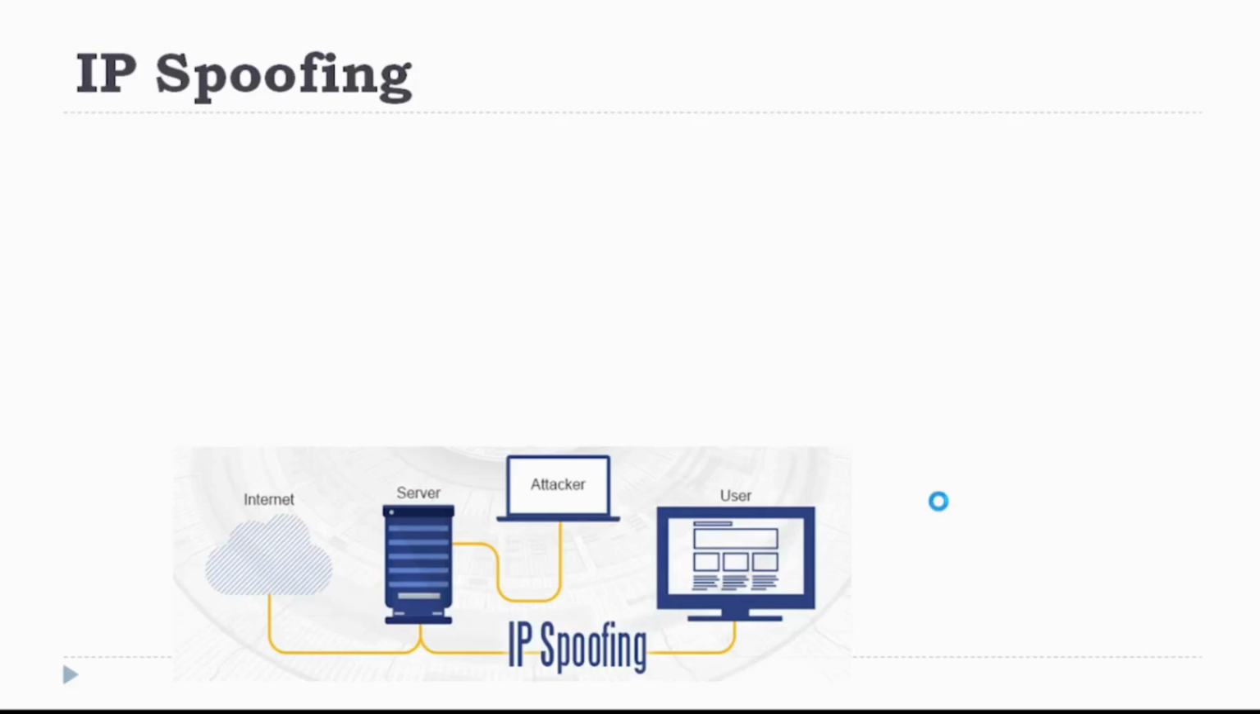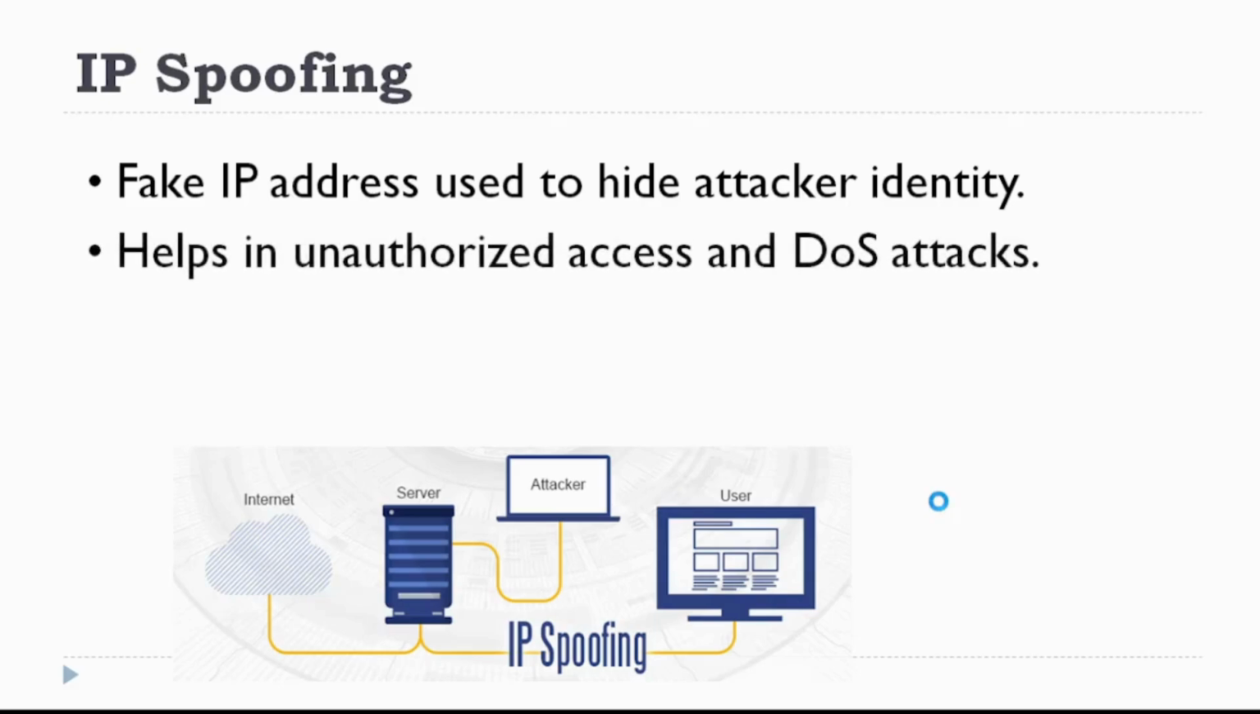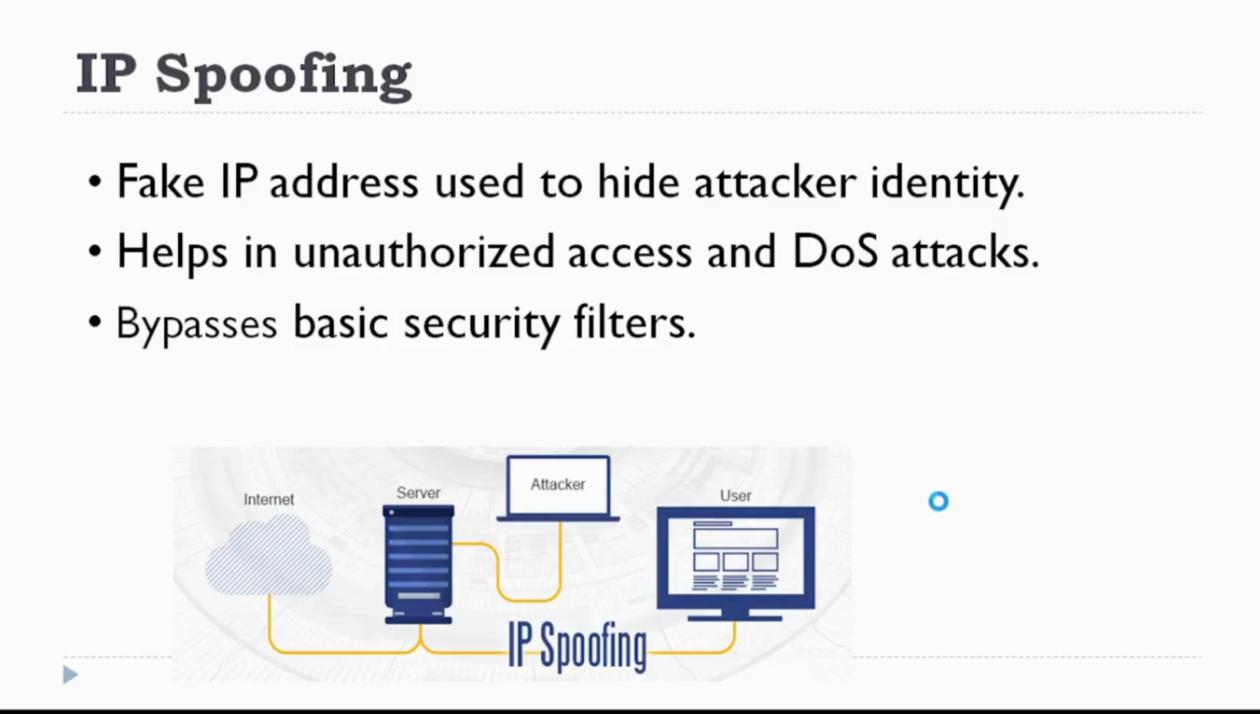Now let's discuss IP spoofing. Basically, IP spoofing uses fake IP addresses to disguise the attacker's identity, and attackers impersonate trusted systems or bypass IP-based access controls. Mostly, spoofing enables DoS attacks and makes tracing the attackers difficult. It also bypasses basic security filters.